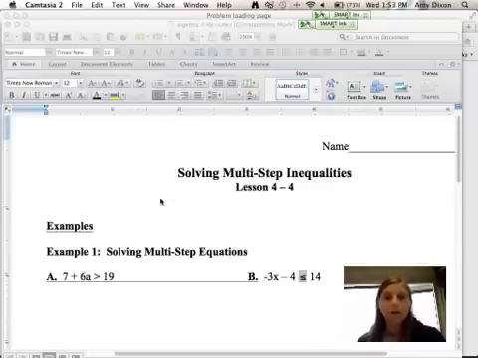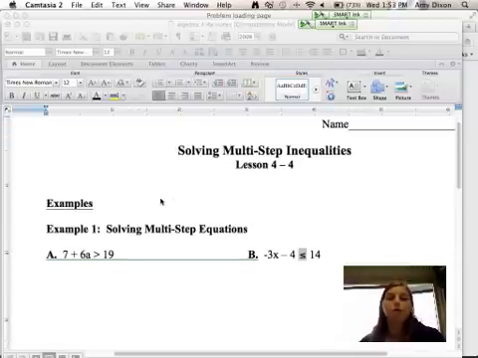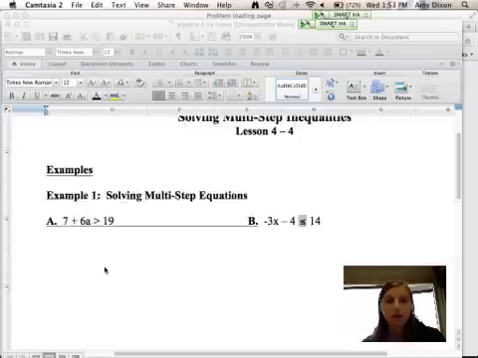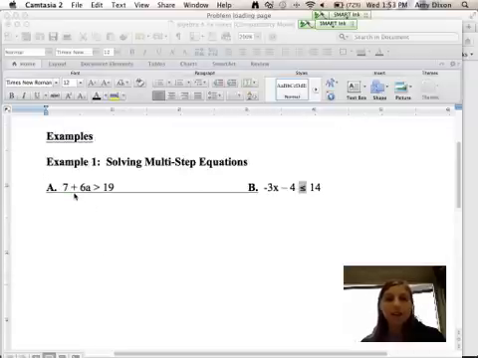Okay, class, we're going to start in on multi-step inequalities. And this is going to be very similar to solving equations, only this time we have the inequality symbol such as greater than or less than. So let's look at example 1. We've got 7 plus 6a is greater than 19.